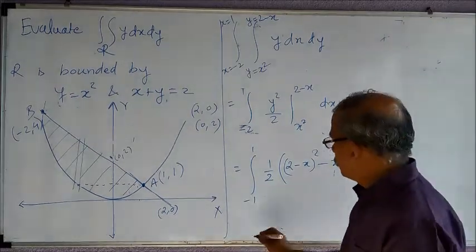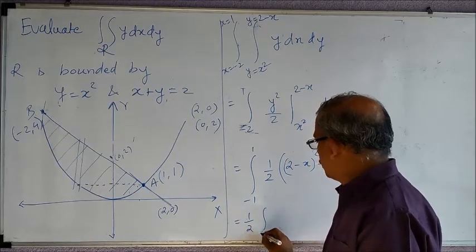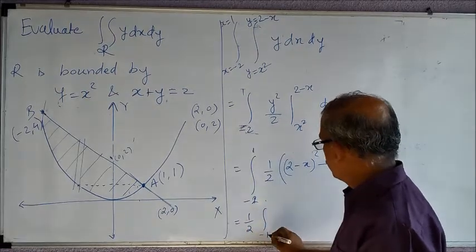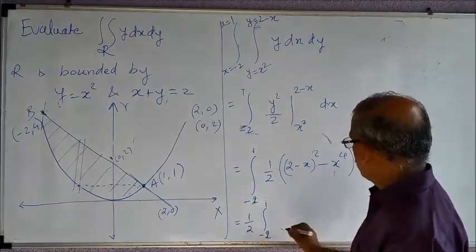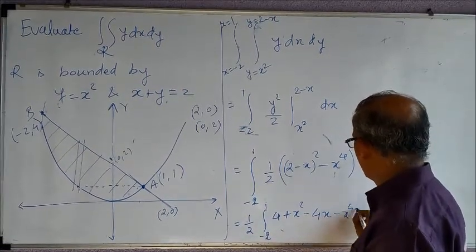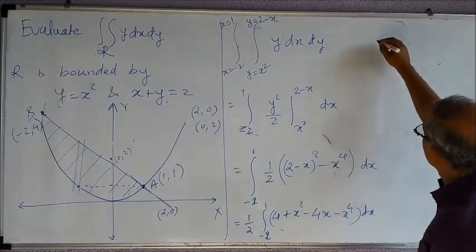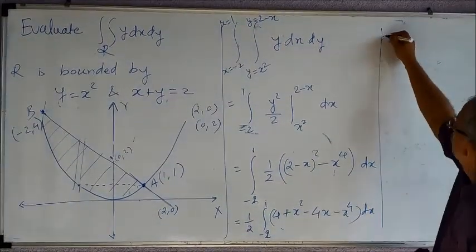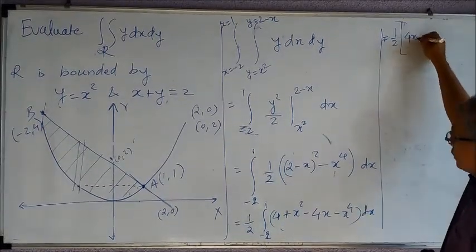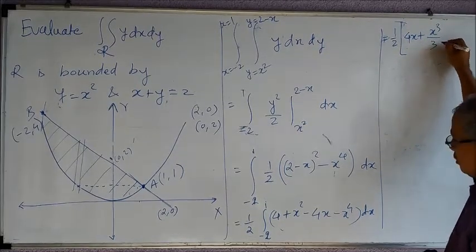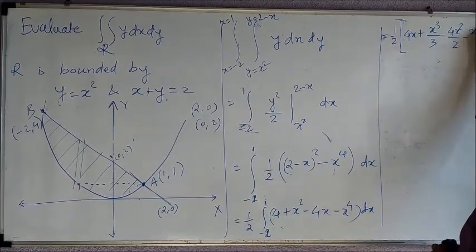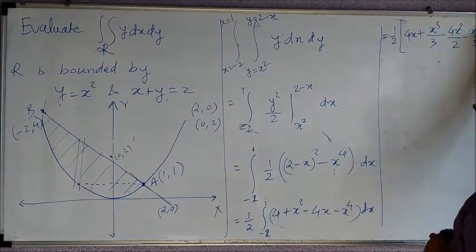Right? If we simplify this further, this is from minus 2 to 1, and this will be 4 plus x square minus 4x minus x raised to 4, dx. This half will be outside, and now we can find this as 4x plus x cube by 3 minus 4x square by 2 minus x raised to 5 by 5, from minus 2 to 1.